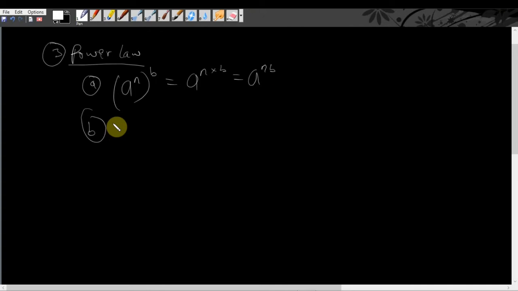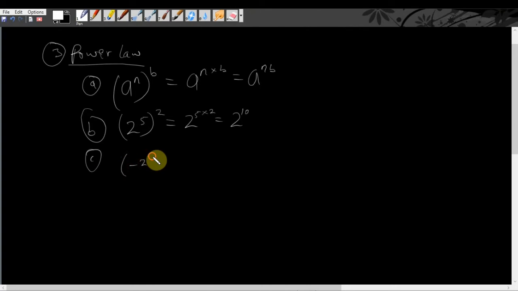Let's say we have 2 raised to power 5, all in parentheses, raised to another power 2. This is simply that 5 multiplied by the 2 gives 5 times 2, which is 10. This is it.